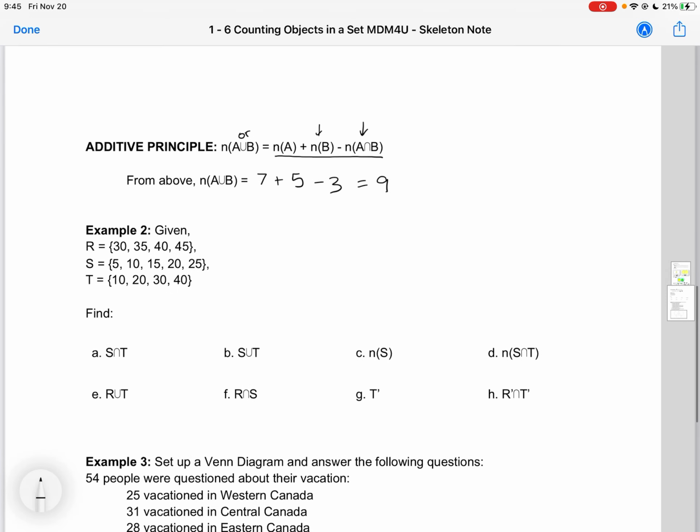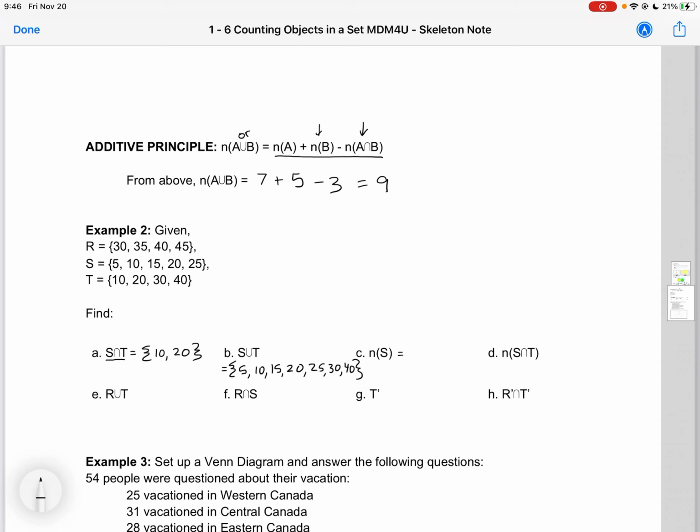So now we're going to look at some examples here. We've got 3 sets, R, S, and T, and we're going to find some information above. So the first one we're looking for is S and T, so the elements that are in common between S and T. There are only 2, 10 and 20. Then we're going to look for the union of S and T. I'm going to write this one down below because there's more elements. So we've got 5, 10, 15, 20, 25, 30, and 40. So that's all the elements that are in S or T or both.